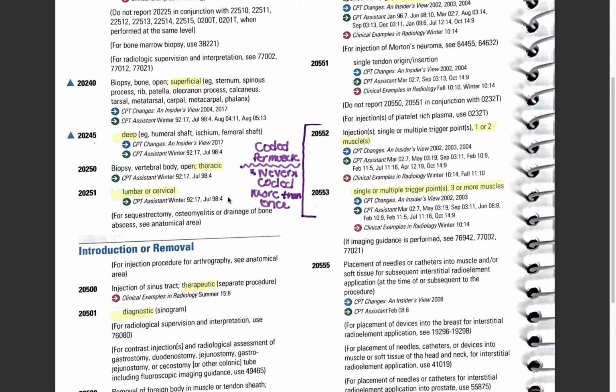The patient could be injected 5 times, but if it was only into two muscles, you will only code 20552 one time, because it says one or two muscles, not per injection. 20553 would be if 3 or more muscles were injected. So if 4 muscles were injected, you're still only coding 20553 one time. And I put a note in my book, never code more than once, next to these codes.